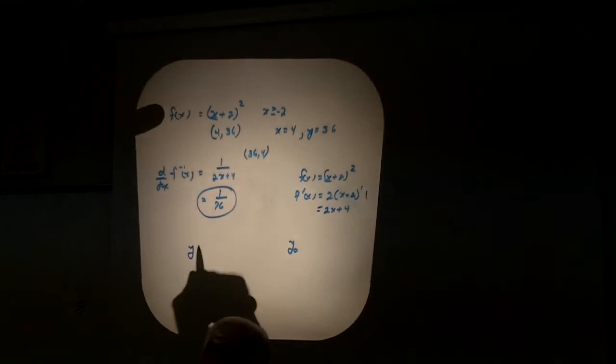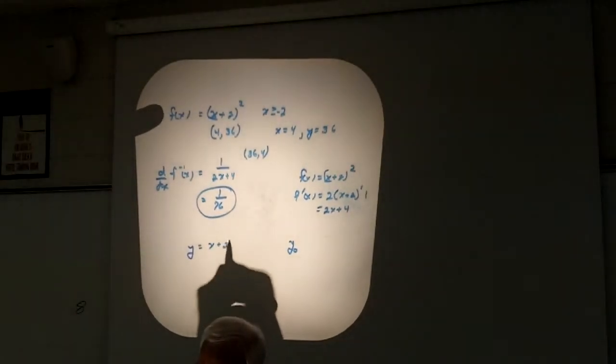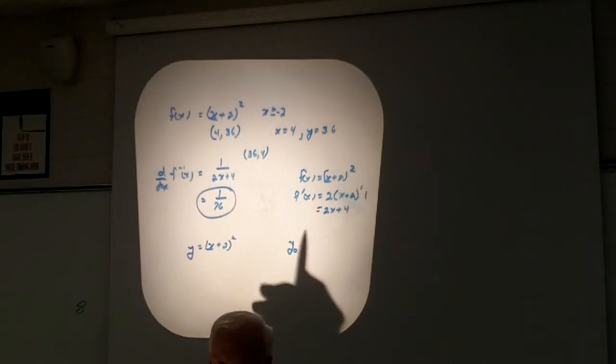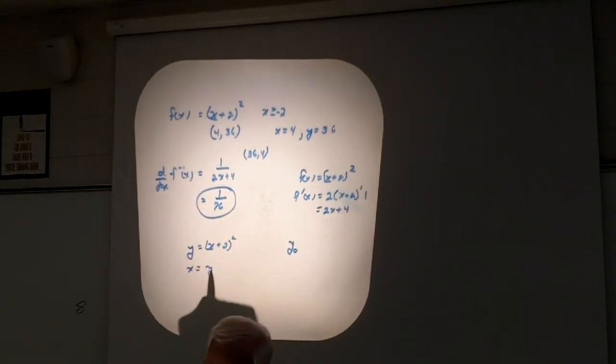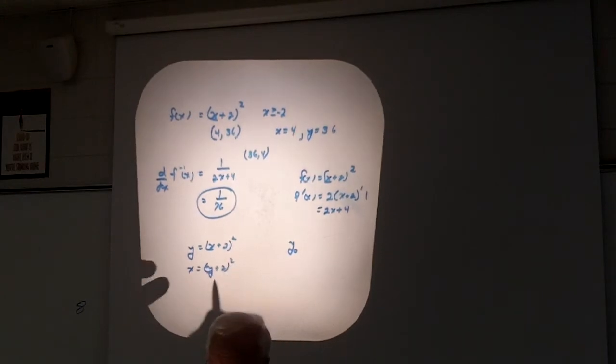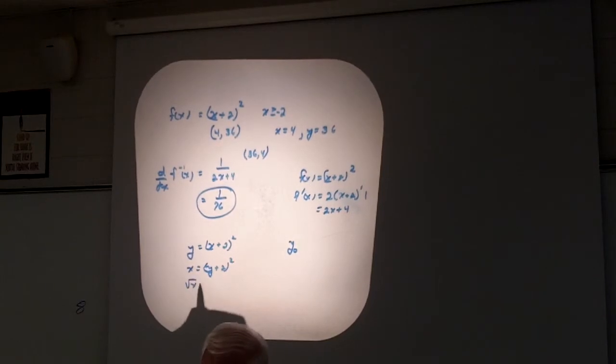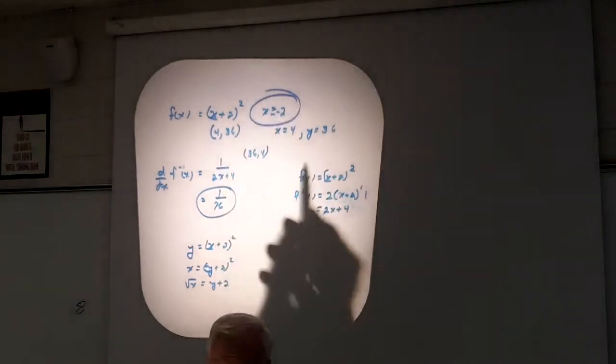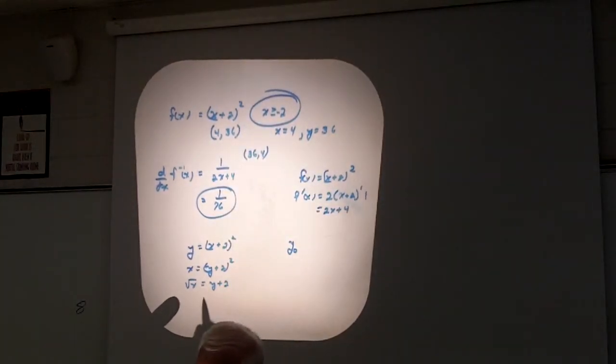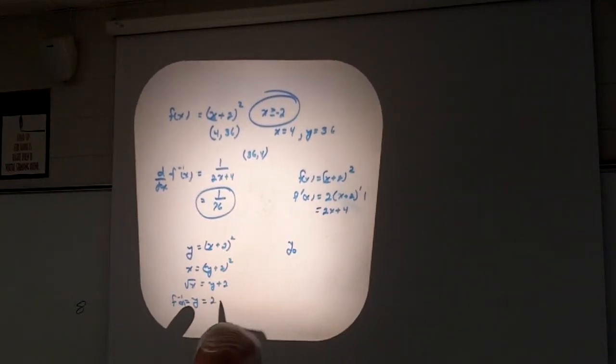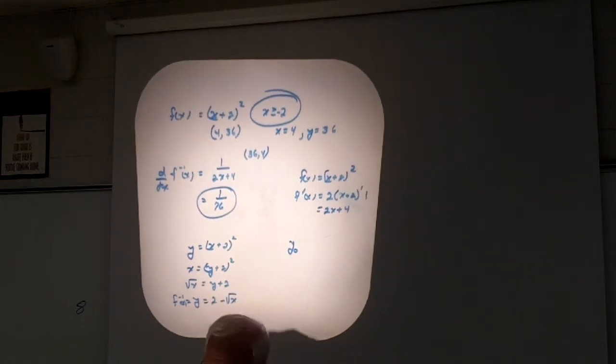So we're going to use this first. This is my function. And we're going to make this x equals y plus 2 squared for the inverse. And so then I will take the square root of x equals y plus 2. Now remember this restriction up here that helps us a great deal. And so we have here y, which is the inverse, is equal to 2 minus the square root of x.